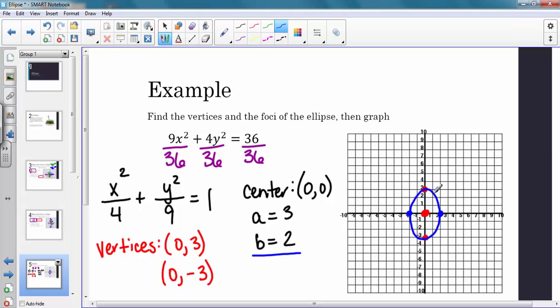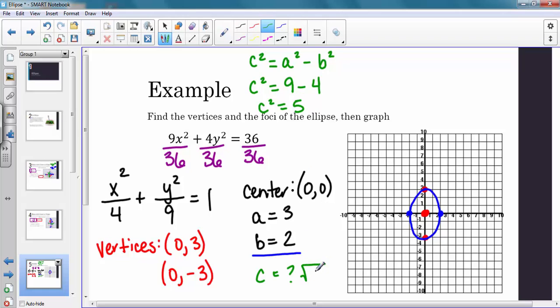And it says find the foci of the ellipse. So remember, that means I need to figure out what c equals. Well, c can be found by c squared equals a squared minus b squared. C squared equals a squared, which is 9, minus b squared, which is 4. So c squared equals 5. So now I have that c is going to equal the square root of 5. Again, that distance c represents the distance from my center to my foci. So now my foci are going to be located at (0, square root of 5) and (0, negative square root of 5).